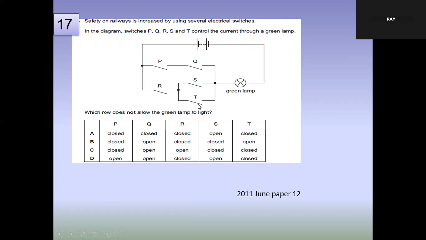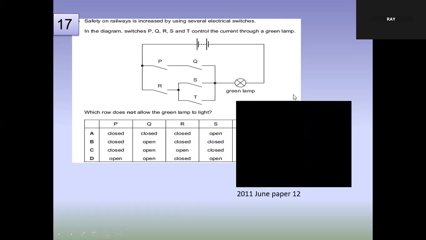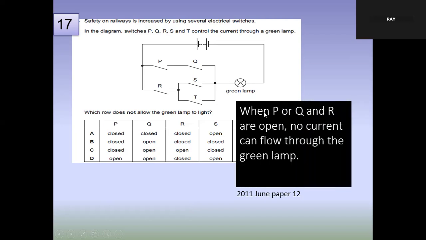As long as R is closed and T is closed or S is closed, there's going to be current and the lamp will light up. So which is the answer? Oh, the answer is D. When P or Q and R are open, no current can flow through the green lamp. Answer is C. Oh yeah, I said correct. C, yeah.